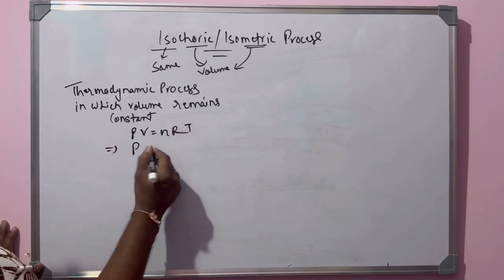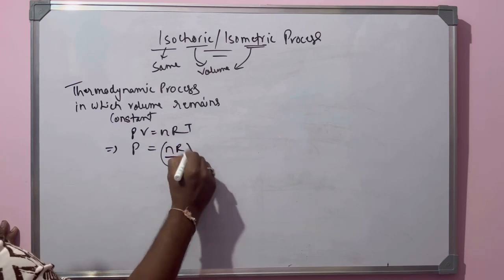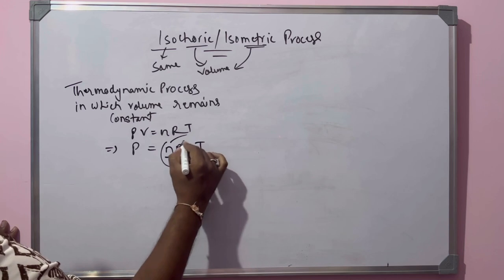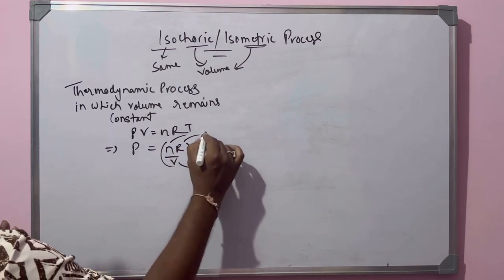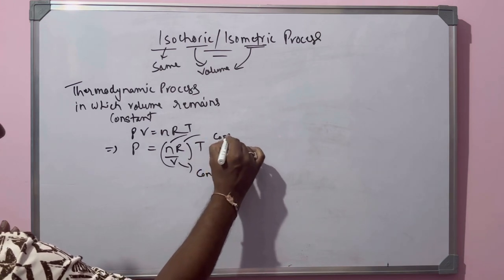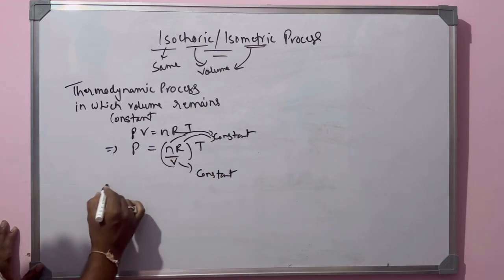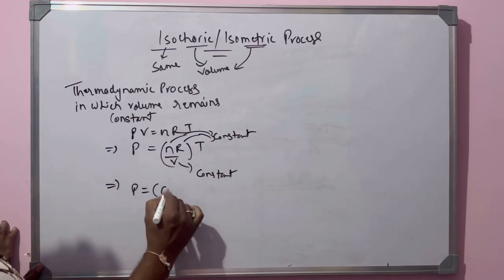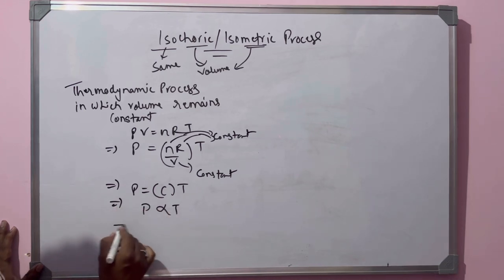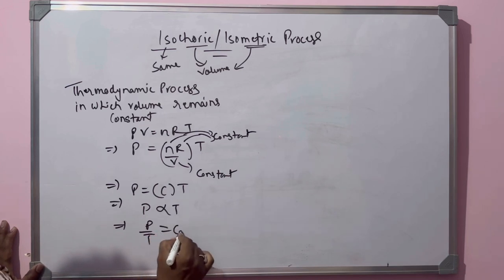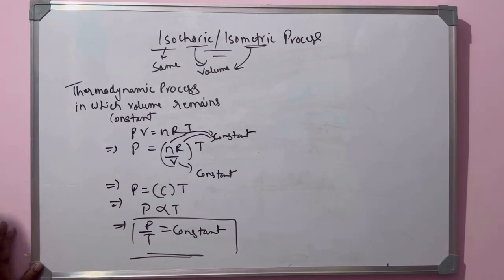Okay, so P I can write as nR by V into T. Now number of moles is constant, R is my gas constant, so constant, and V is constant, right? So basically you can say P is some constant times T, or you can say P is proportional to T. Or else you can say P by T is some constant value.